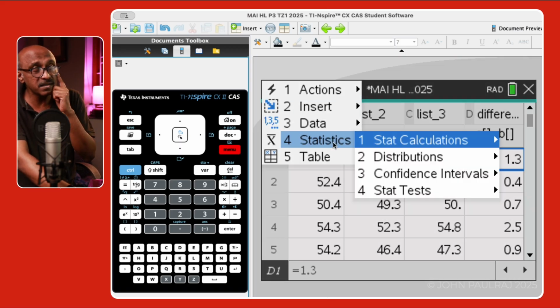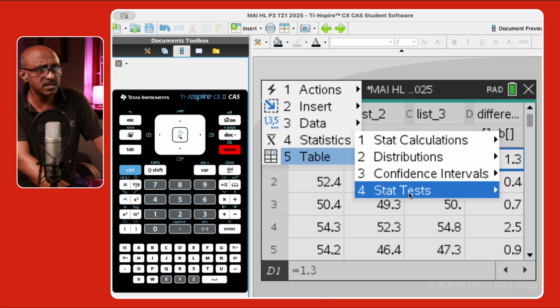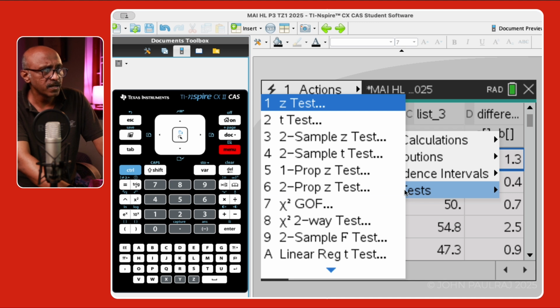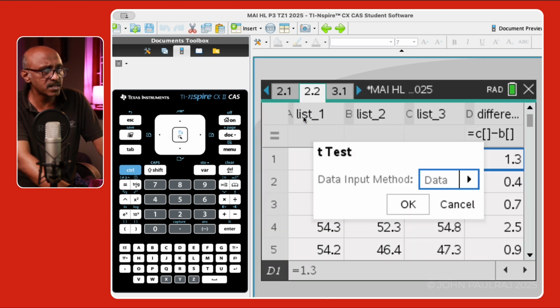As you can see, the earlier video I performed the test on the calculator page. Now on the list and spreadsheet page. You could do it either way, of course. Just wanted to show it to you. So one sample paired t-test. Here we go. This is paired. In that way, it's input of the data. The data is the differences, by the way.